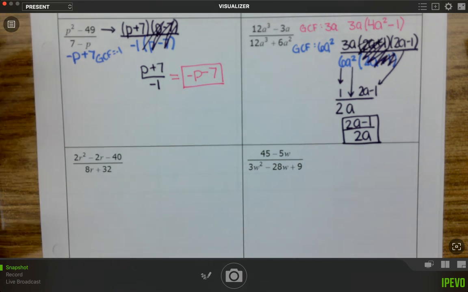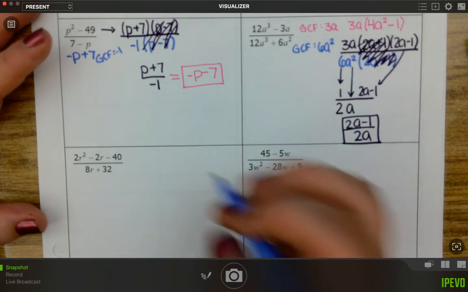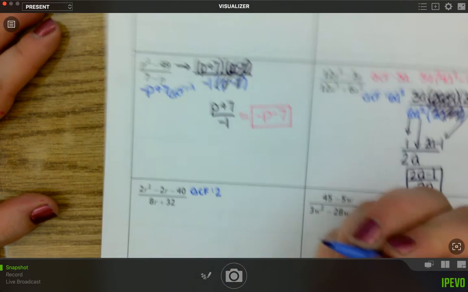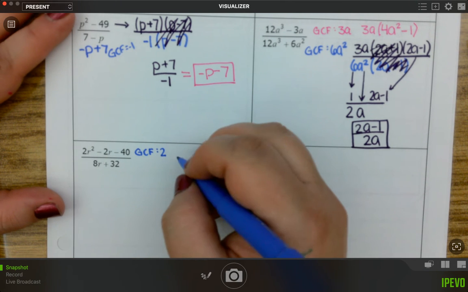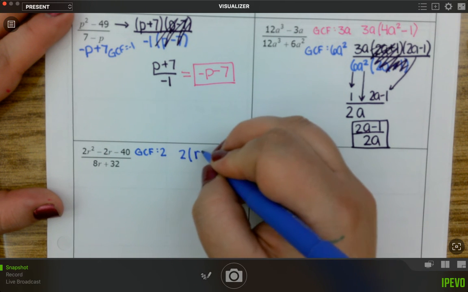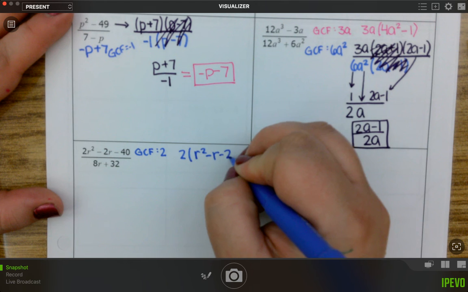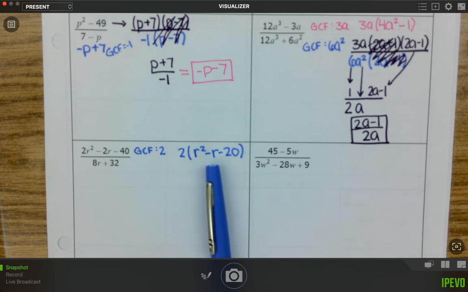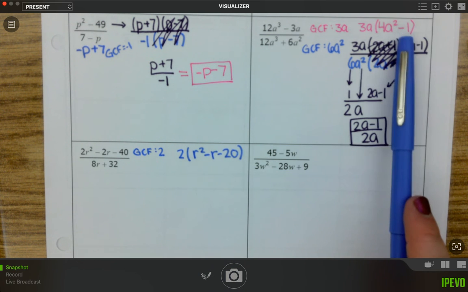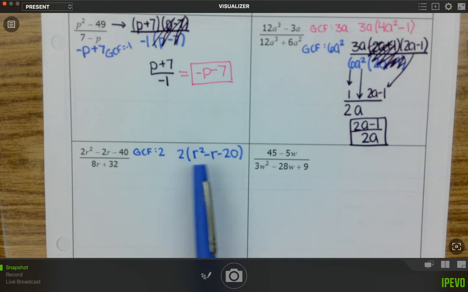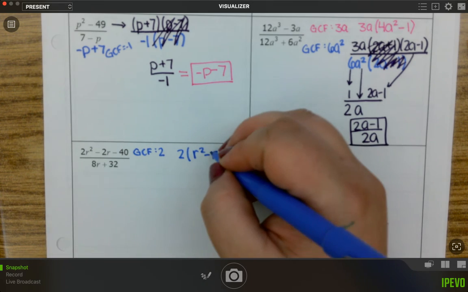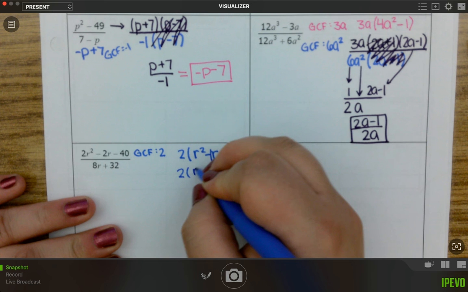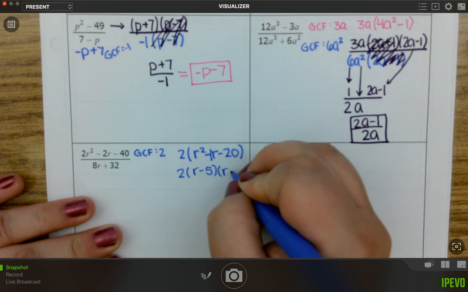All right. So here's what I'm going to do. I'm going to focus on the top part. And I see that I actually have a GCF. It is 2. Sorry about that. So I can divide everything by 2 and leave the 2 out front. Like that. Then I'm going to check and see if I can factor what's left inside the same way that I did this. I can, I just need two numbers that multiply to negative 20 and add to negative 1, which is negative 5 and 4.